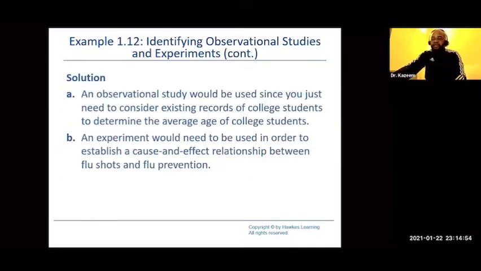Now, I think I've explained that. And another thing I'm going to tell you is that one of the advantages of an experimental study over an observational study is that it is used to establish a cause and effect relationship between the two variables under investigation. If you take a look at the question now, the flu shot and flu prevention. In the case of the COVID vaccine, vaccine shots and COVID prevention.